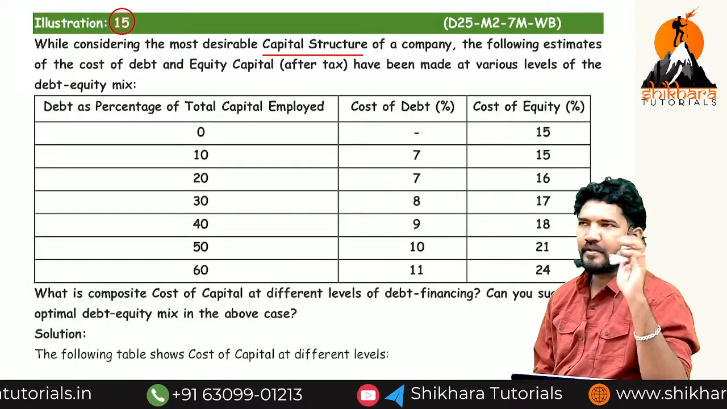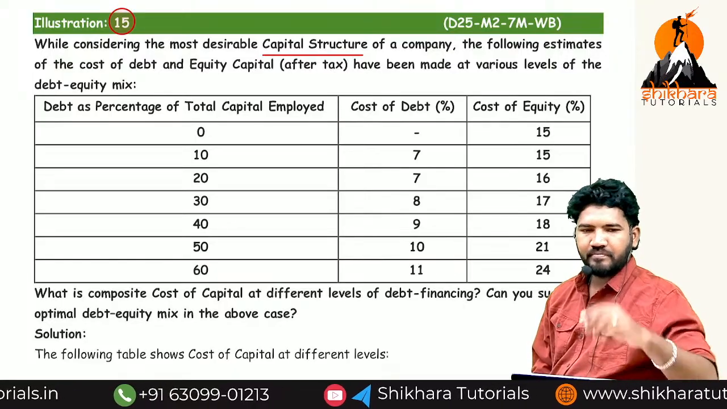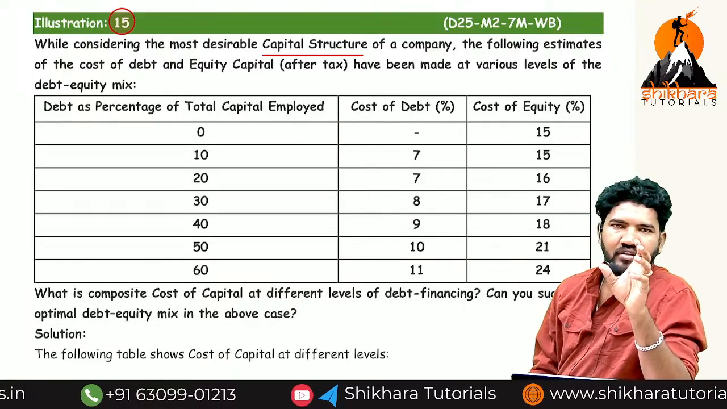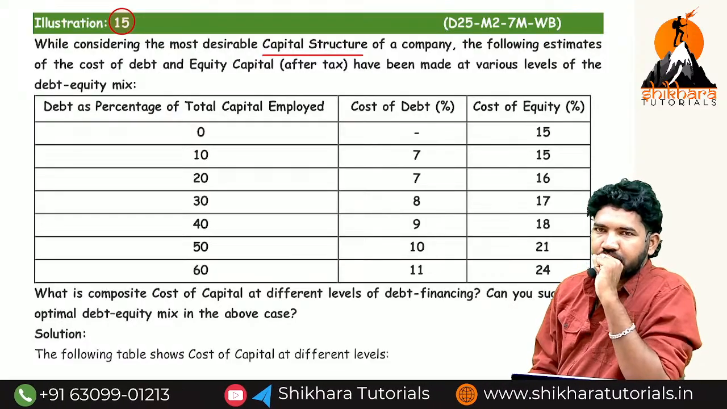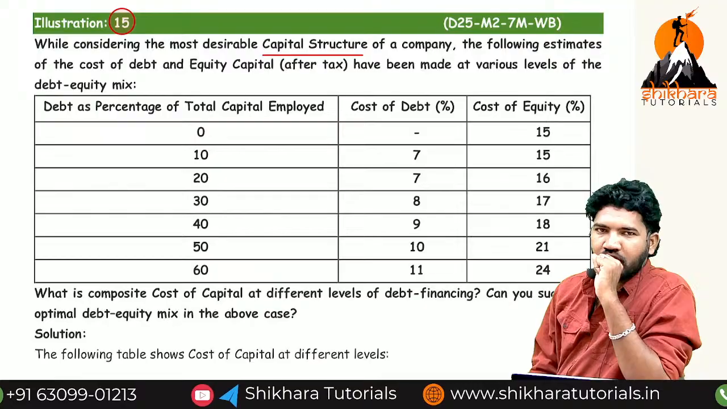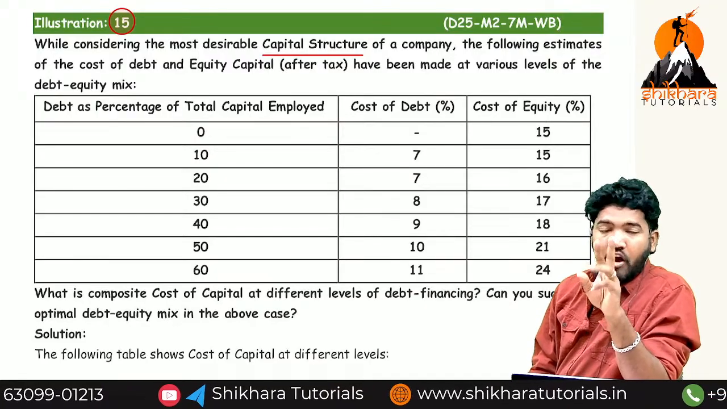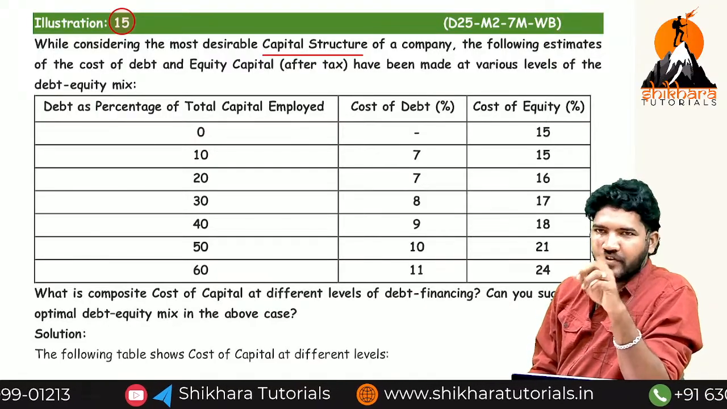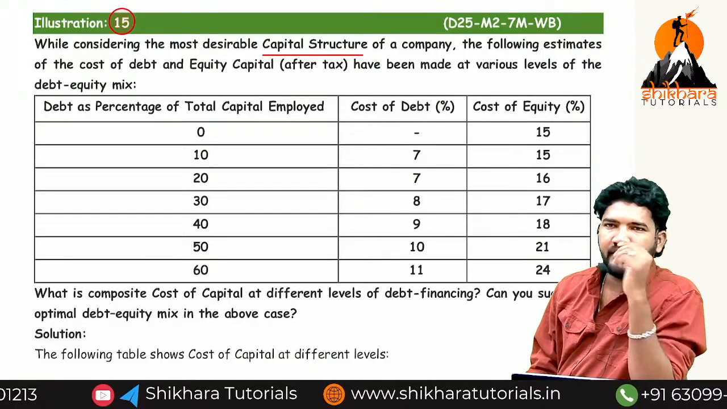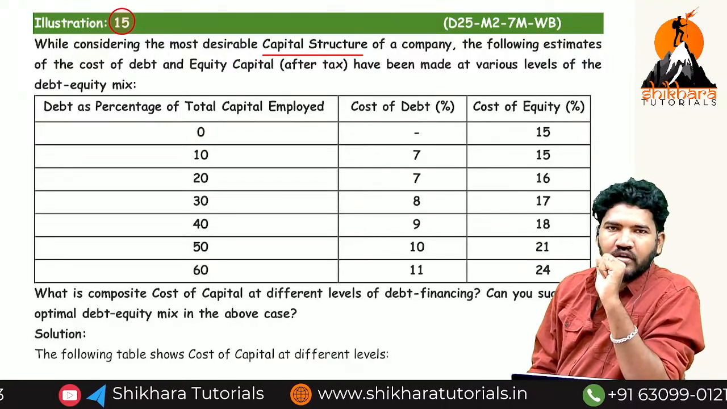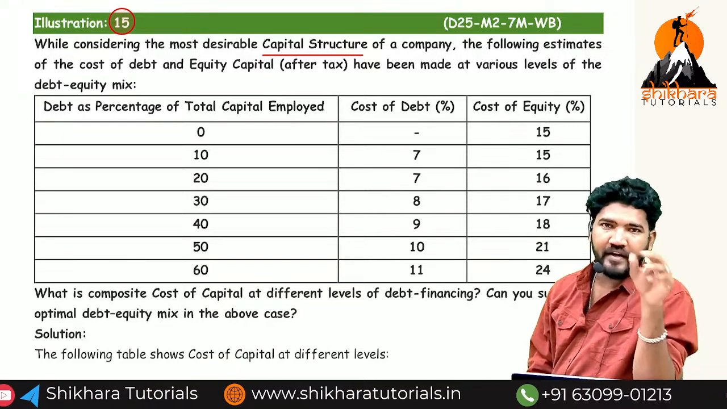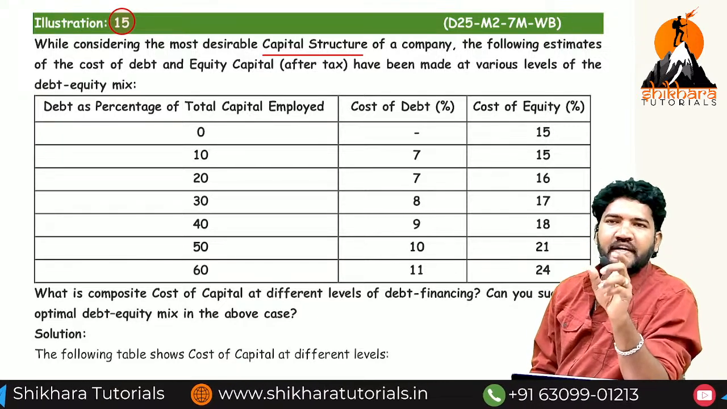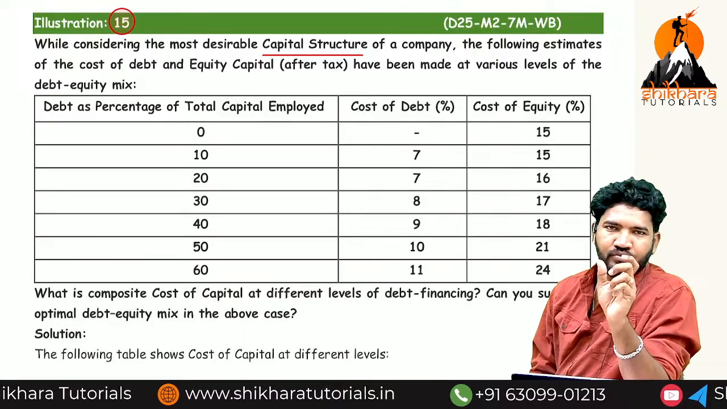So a simple example. 100 crores is needed. Option 1: 80 crores from equity share capital, 20 crores from debt. Option 2: 50 crores from equity share capital, 50 crores from debt. Option 3: 20 crores from equity share capital, 80 crores from debt. Out of these three, which one is the best one?